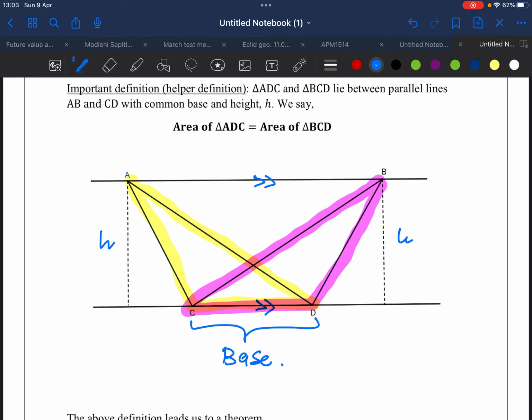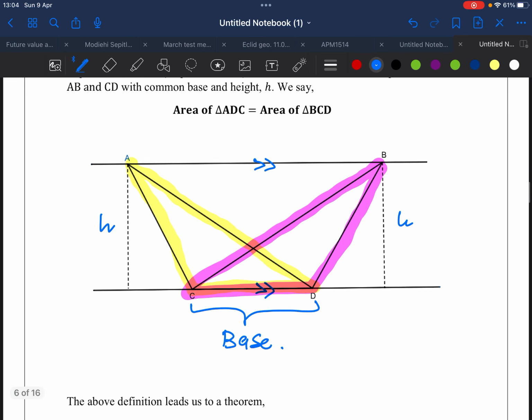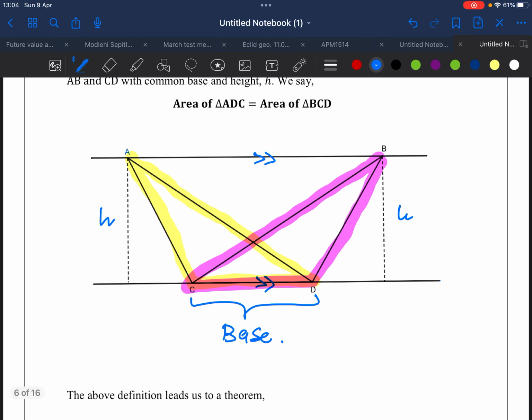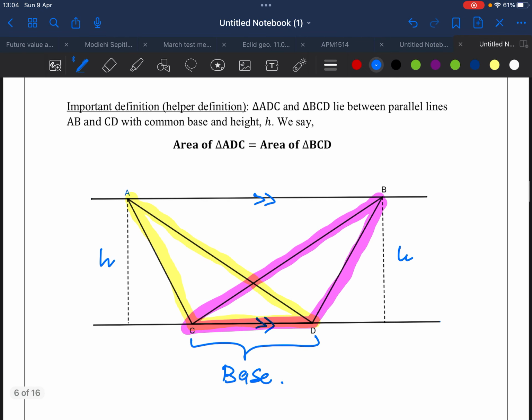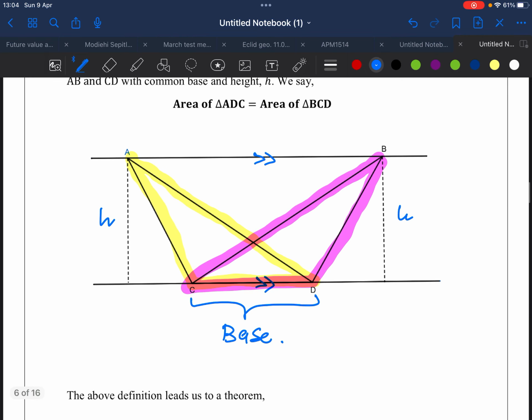So the definition is very powerful. It says that if you have two triangles that lie between parallel lines and they share the same perpendicular height and the same base, that means the areas of those two triangles are equivalent. So like this, we see that triangle ADC and triangle BCD lie between two parallel lines and they share the same perpendicular height, meaning that they have the same base. So that means their areas are equivalent. So this is our helper definition. This definition is very important. It will help us when we prove the proportionality theorem.